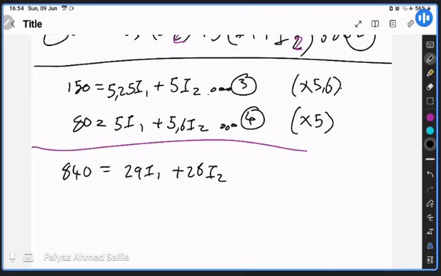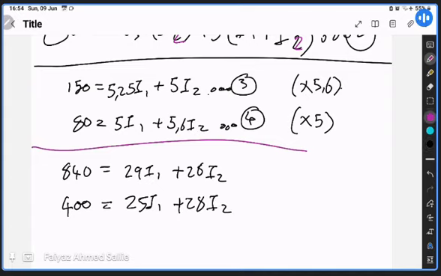So let's now move on to the next one. Sorry, 80 multiplied by 5, so we have 400 is equal to 5 times 5, which is 25 I1, and then we have 5.6 multiplied by 5, and we have positive 28 I2.